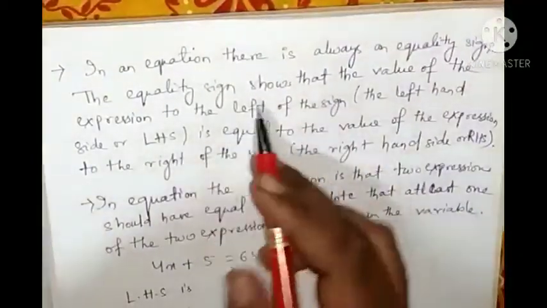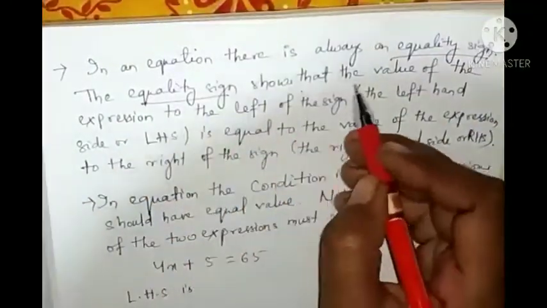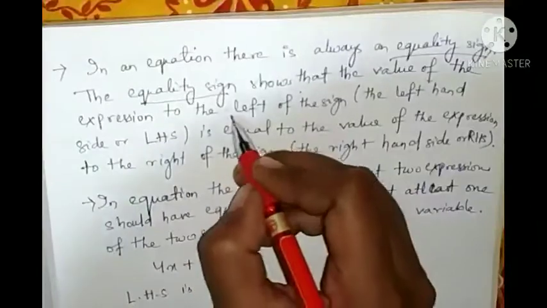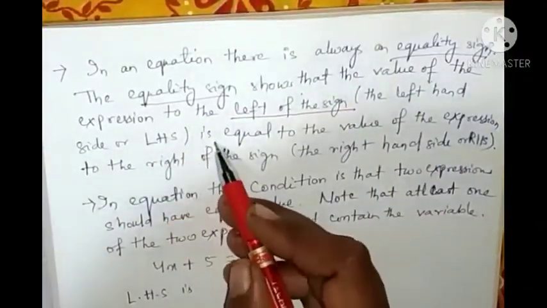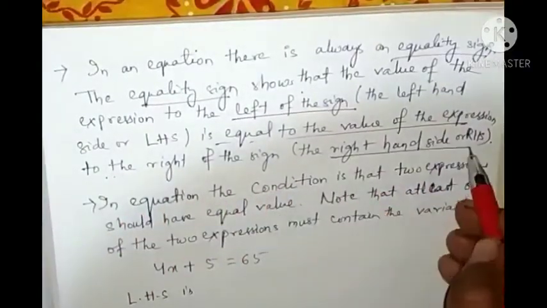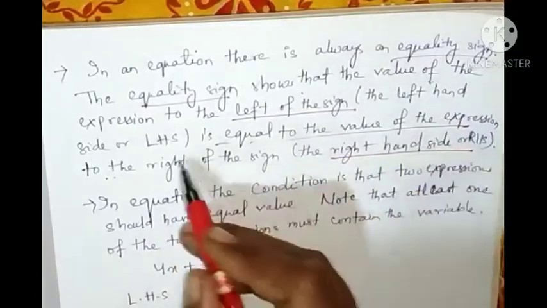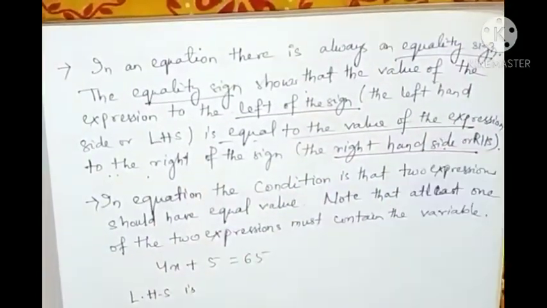So in an equation there is always an equality sign. The equality sign shows that the value of the expression to the left of the sign, meaning the left hand side, is equal to the expression on the right side, that is the right hand side. So LHS is equal to RHS. What have we written there?